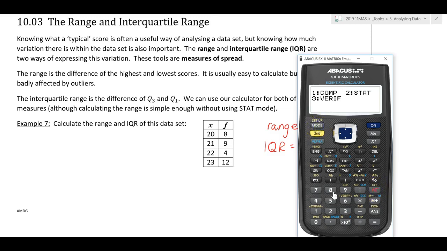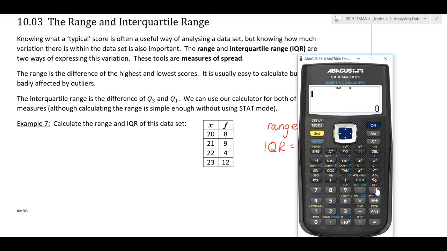Now I put it into stat mode. 2 for stat mode, and option 1 there. And I want my frequency column, so second function mode, arrow down, 3 for stats, and 1 to turn it on. There we go. So now I put my scores in: 20, 21, 22, 23. Pretty straightforward. And across: 8, 9, 4, and 12. That's all my data in there.